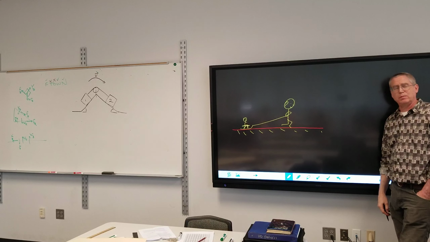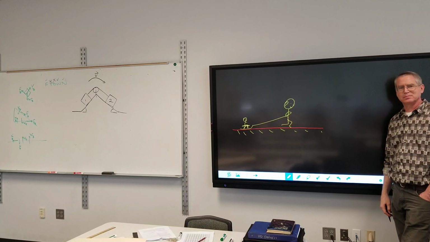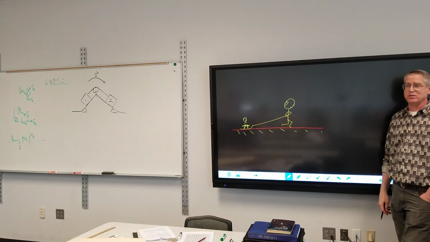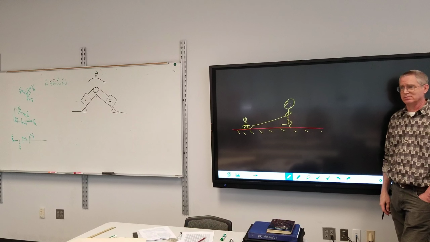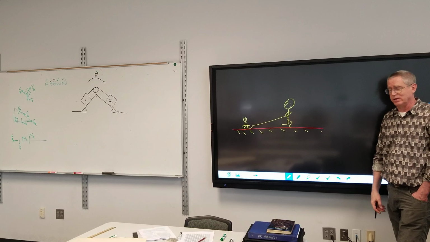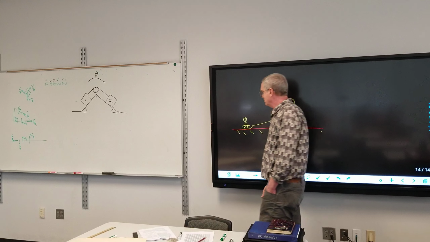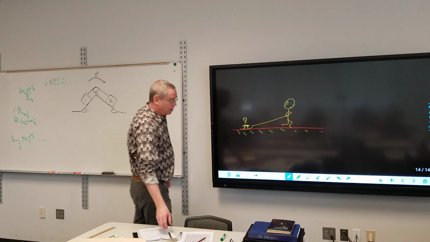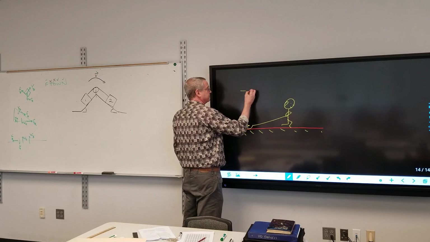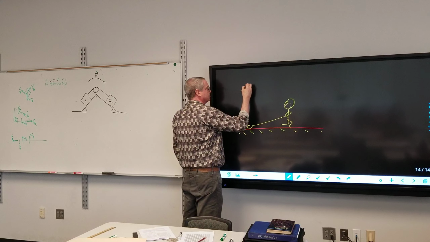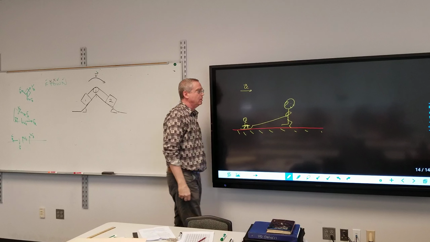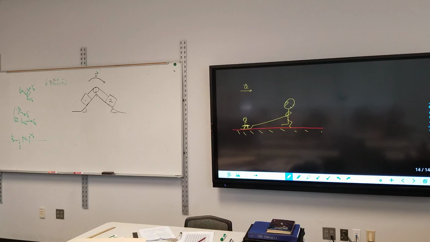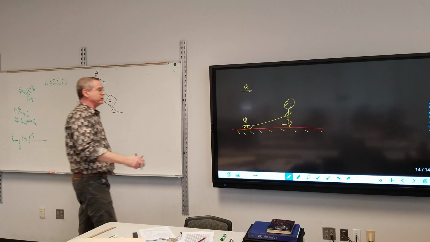I call this dad pulling sled with toy on it. If you wish to make it mom pulling daughter or mom pulling son or whatever combination you want, go for it. Adult pulling sled with child on the sled. Ideal rope. They are accelerating to the right. When I say accelerating to the right, let's also specify they're moving to the right as well.